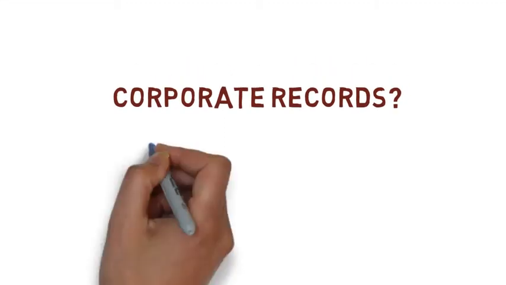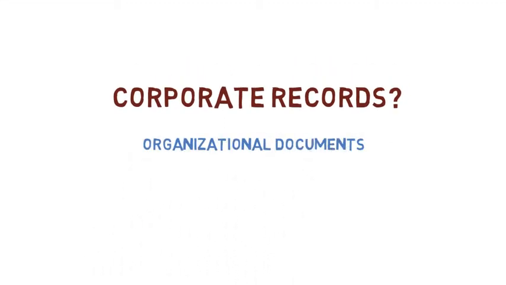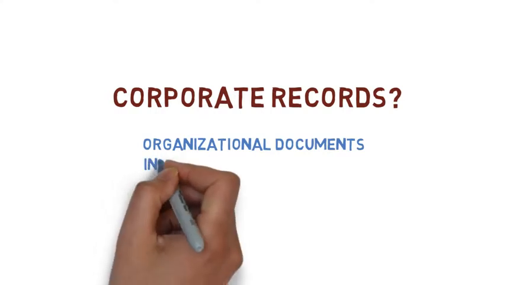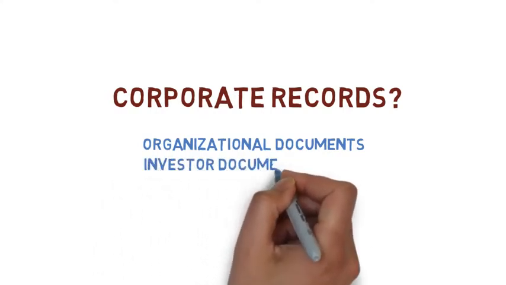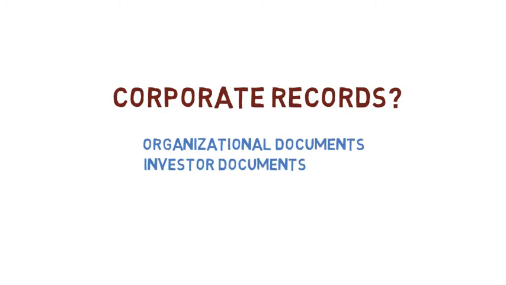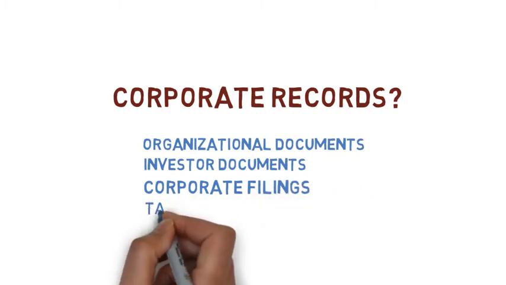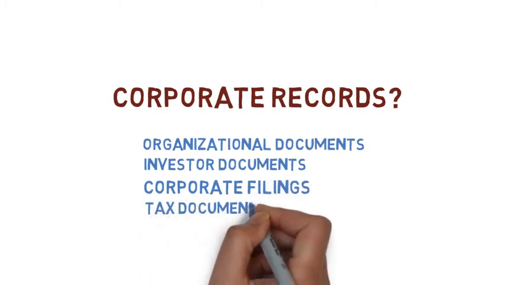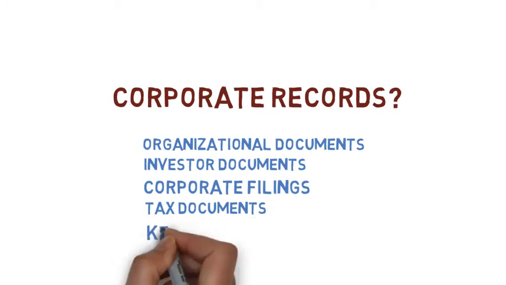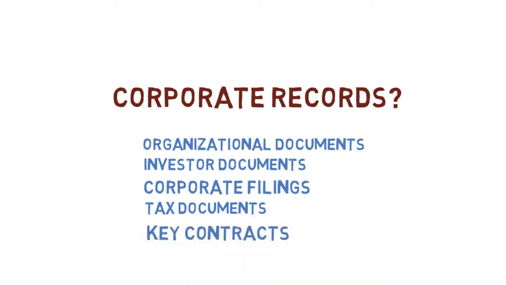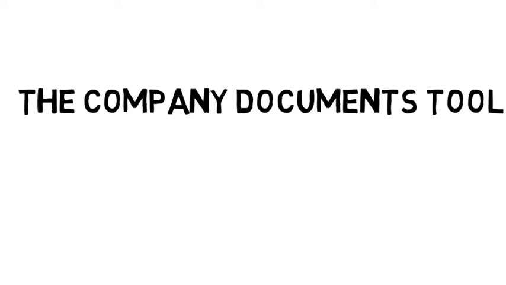They include your company's organizational documents, like your bylaws if you're a corporation, or your operating agreement if you're an LLC. Your corporate records also include your investor documents, like copies of share certificates, the ownership ledger, share purchase agreements. They include the annual renewal filings you make with the state. Copies of tax filings count, and your key contracts, such as credit facilities or the lease at your headquarters. Really, any important and long-lasting document should be included in your corporate records.